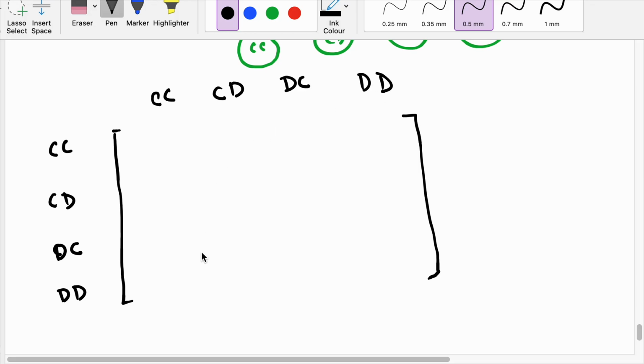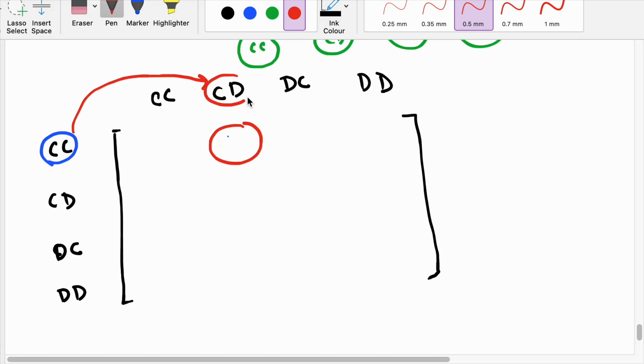Now here the thing is, what is the probability of going from the CC state to the CD state? I will write the element here. That means in the previous round we both played C. Now what is the probability that in the next round we will play C and D respectively? That probability is called the transition probability from the CC state to the CD state, that I am going to write. So let us calculate. How will we calculate?